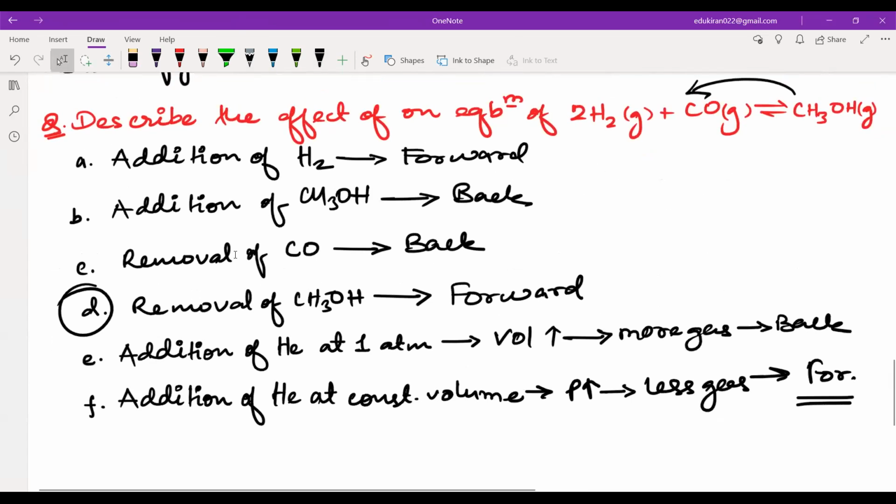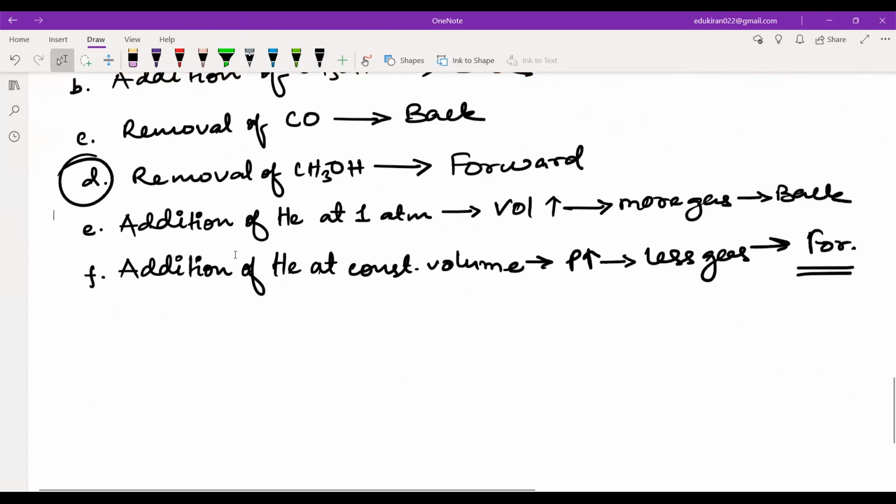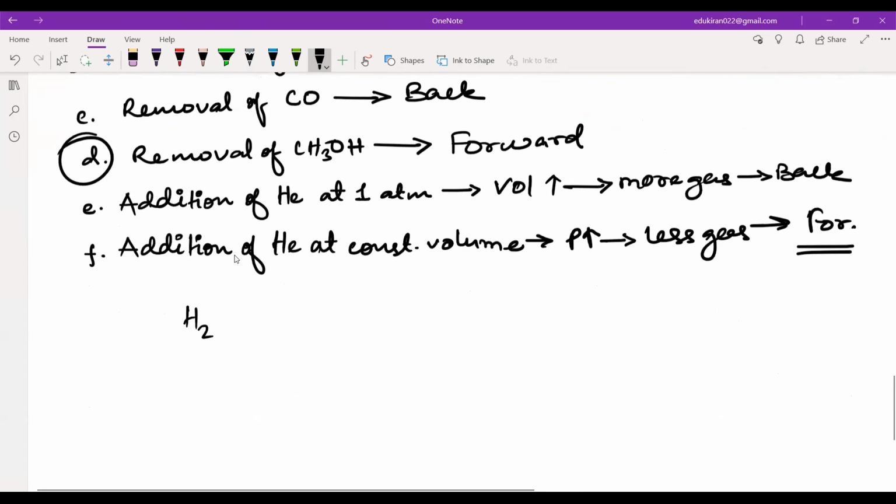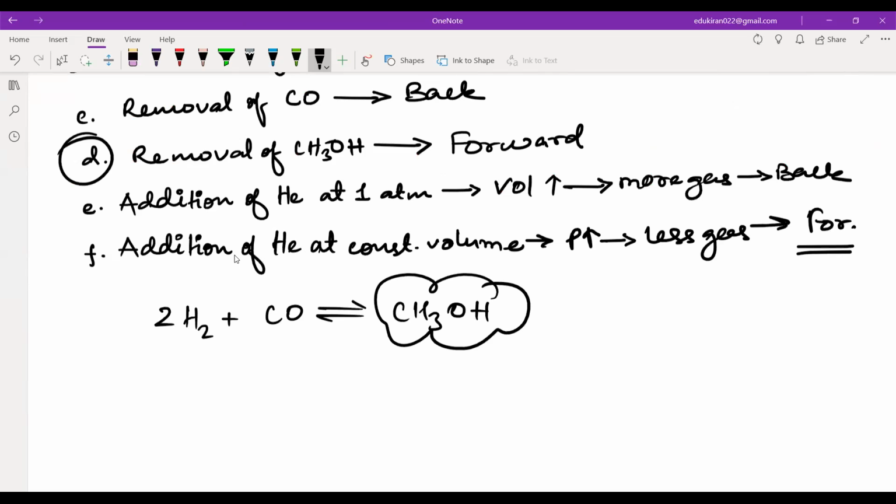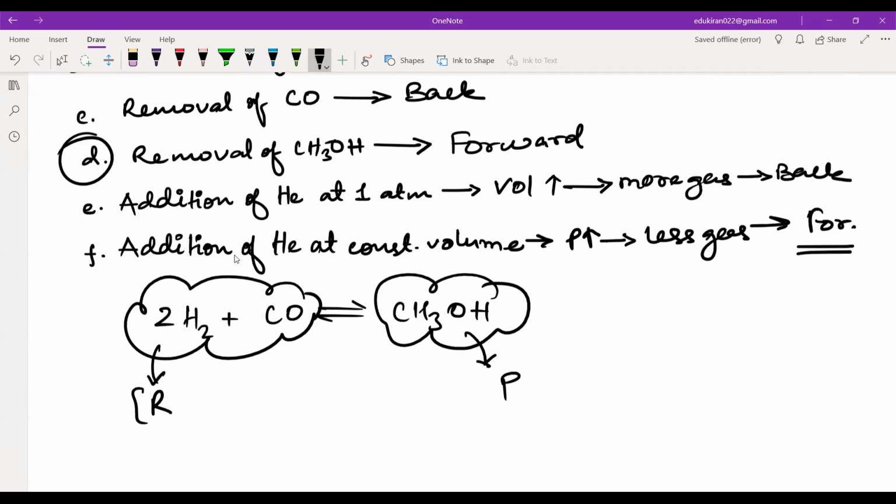So I am removing CH3OH. What do I have? H2 and CO. H2 plus CO is in equilibrium with CH3OH. Now equilibrium has been maintained, so it needed a certain amount of CH3OH and a certain amount of hydrogen and CO. Let us say it needed P amount of product and R amount of reactant to maintain the equilibrium. Now I removed CH3OH, so I decreased the P.